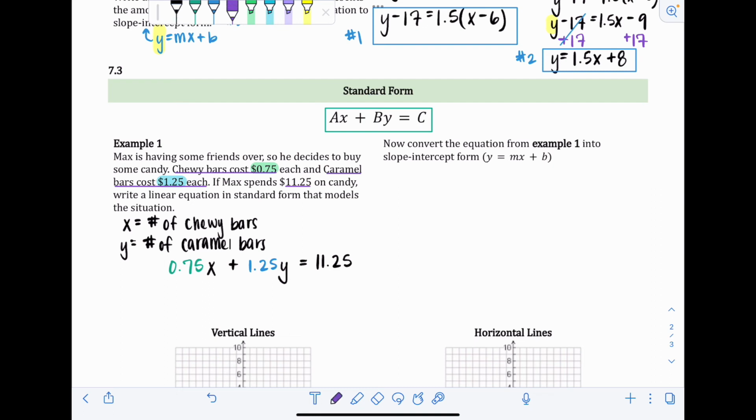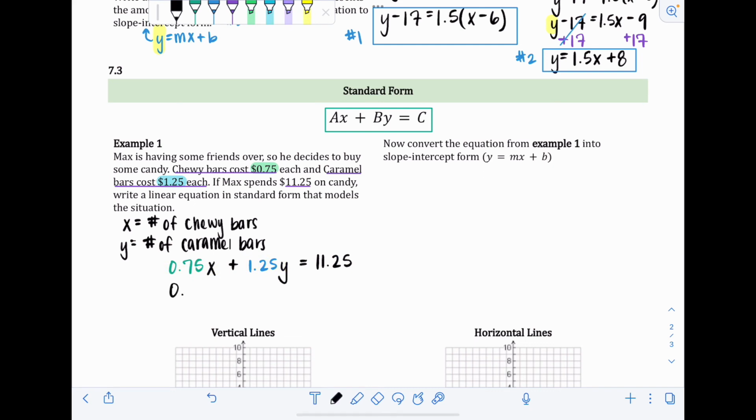So just to recap that a little bit, this 0.75x is 75 cents per caramel bar. So 75 cents times the number of, or sorry, chewy bars. 75 cents times the number of chewy bars that were bought. Over here, $1.25 times the amount of caramel bars that were purchased. And if we take those two together, we get our total amount spent, which is $11.25.